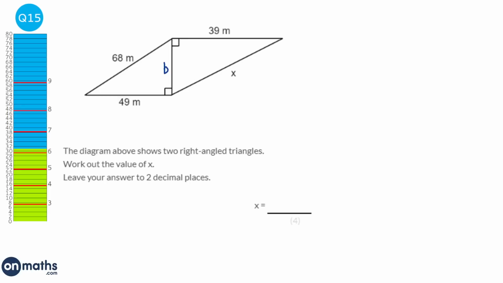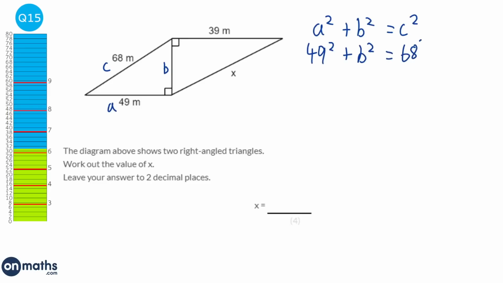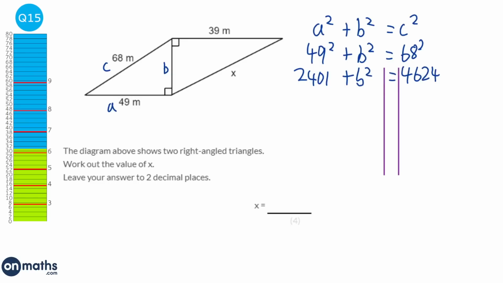We can't work out what x is straight away, but we can find this value here. And we know with Pythagoras we can find a third length if we've got the other 2 in a right angled triangle. So a squared plus b squared equals c squared. And a and b were labelled. C is always opposite the right angle, so it would be 49 squared plus b squared equals 68 squared. And 49 squared is 2401, and 68 squared is 4624.